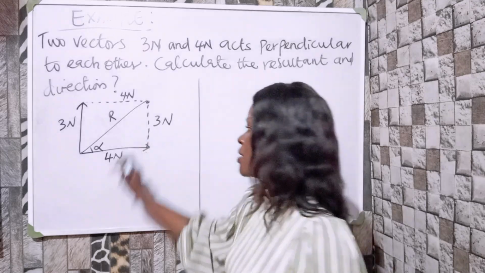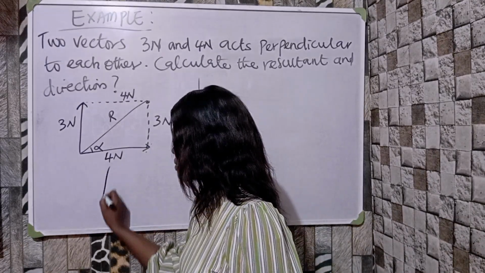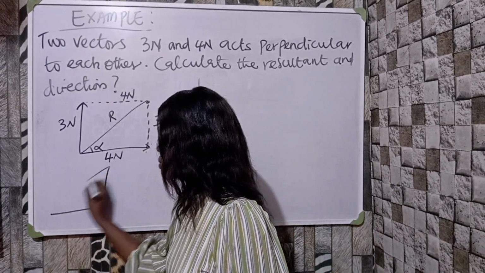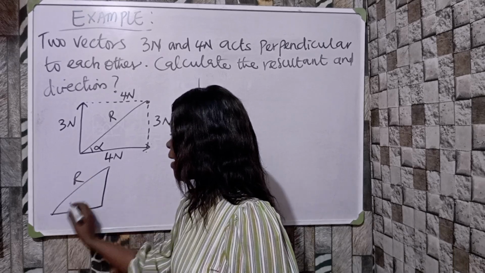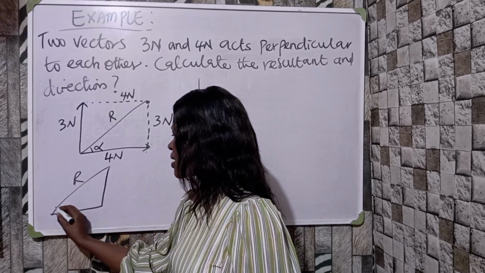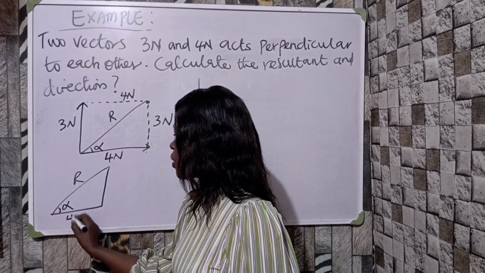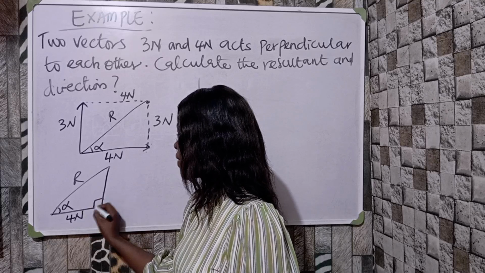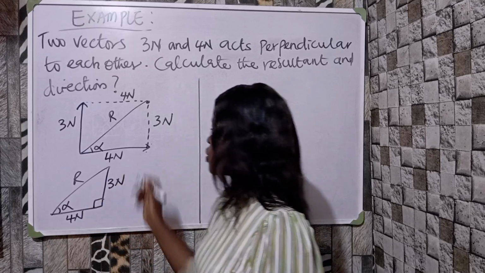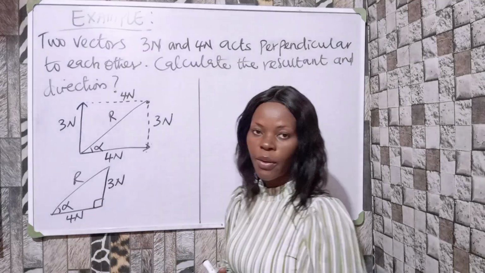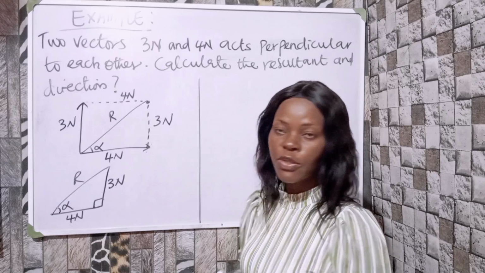So I have this. This is my R, which is the resultant. This is the direction, 4 Newton. This is the right angle, and this is 3 Newton. Now, using Pythagoras theorem, you are going to solve.